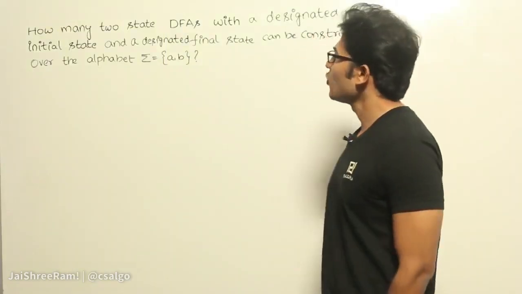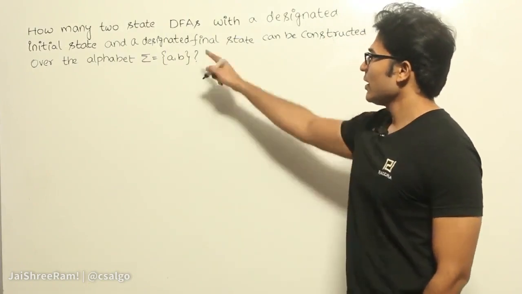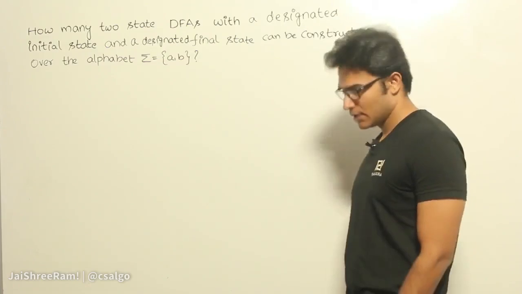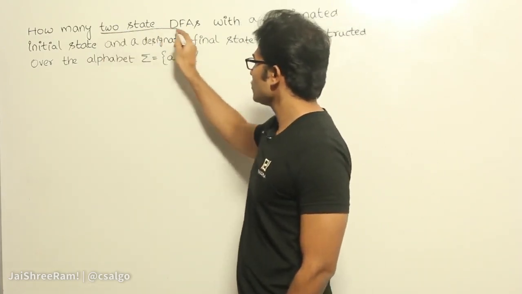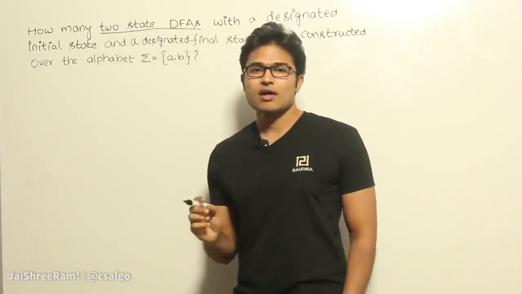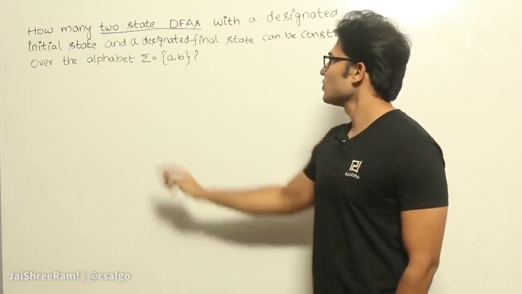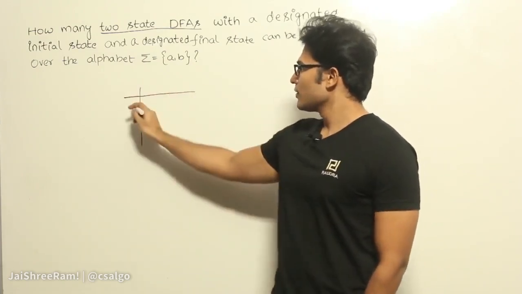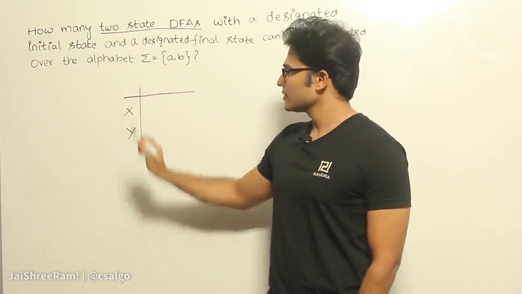Now see this question: how many two-state DFAs with a designated initial state and a designated final state can be constructed over the alphabet A, B? Now if you see this question, they have clearly mentioned two-state DFAs, which means our DFA is going to contain only two states. If you try to write the transition table for this, there will be one state, let's name it X, and the other state, name it Y.